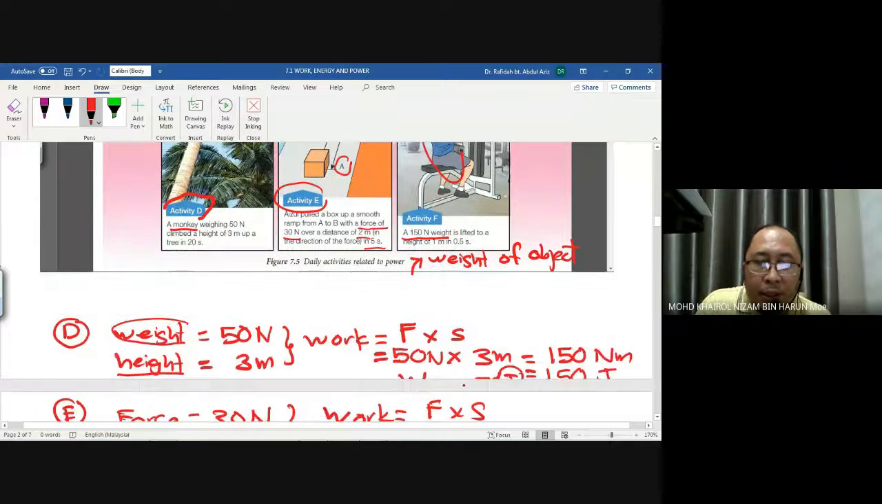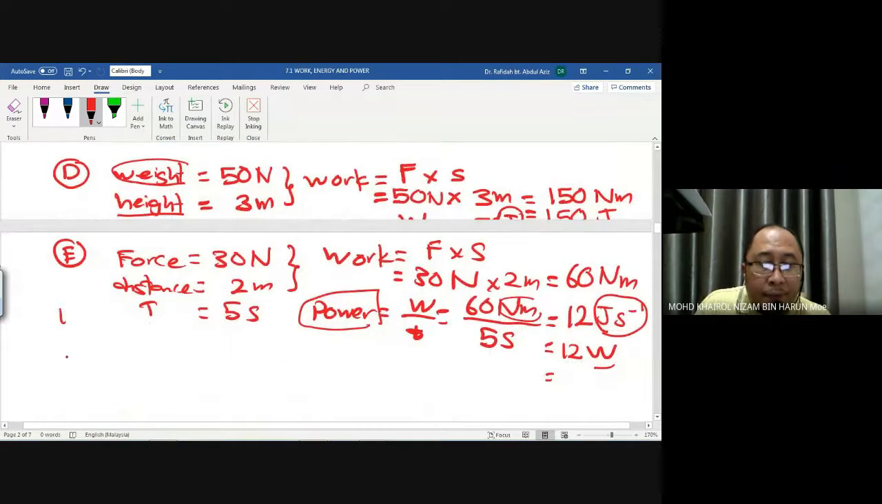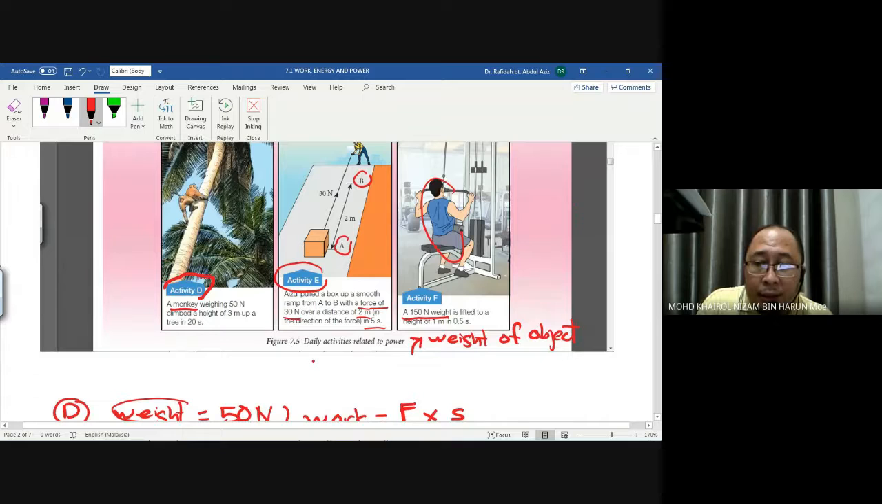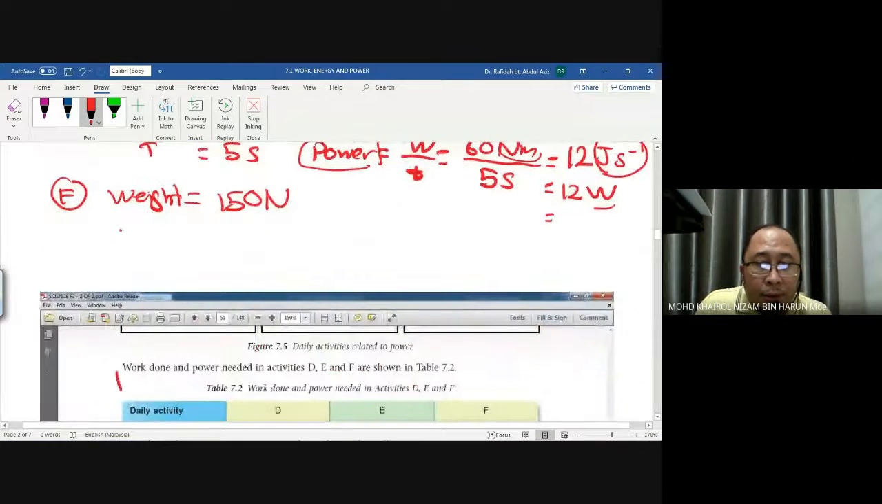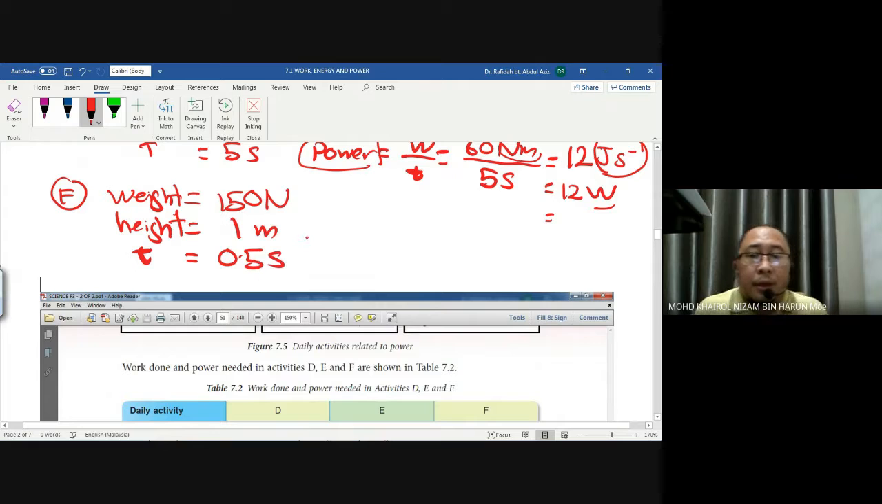Okay, so activity F. The weight of an object is 150 Newton, the height is 1 meter, and the time taken is 0.5 second. So how to calculate the power?